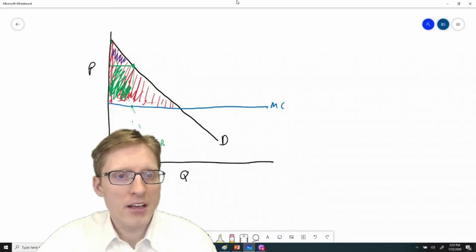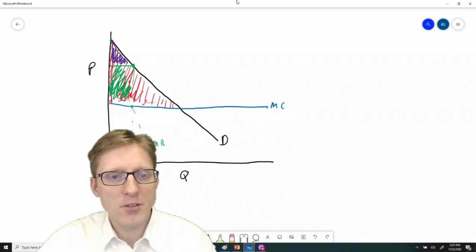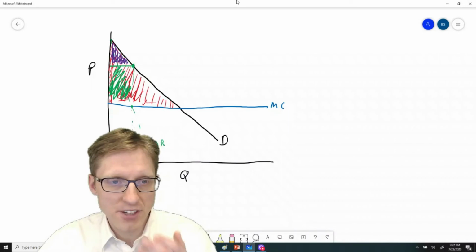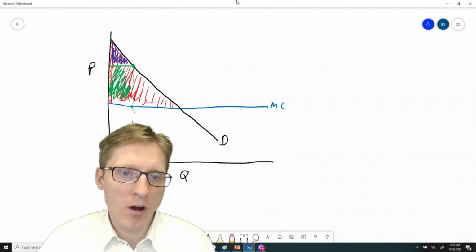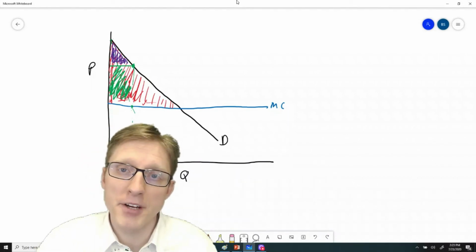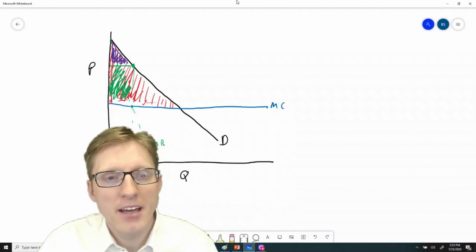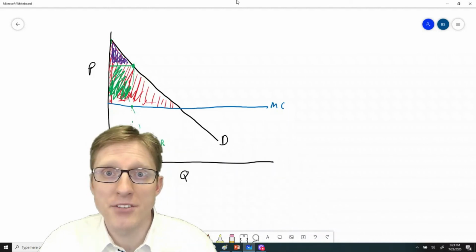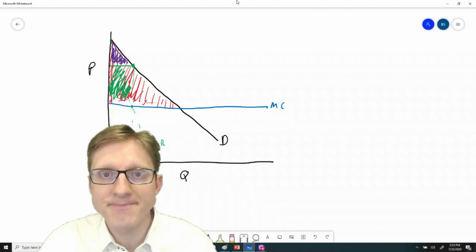Purple area will be the consumer surplus in the standard monopoly case. And this lower triangle here will be the deadweight loss area. So, overall, it's unclear whether first-degree price discrimination is a good thing or a bad thing. It does reduce the deadweight loss area, but it does not leave consumers particularly well off.